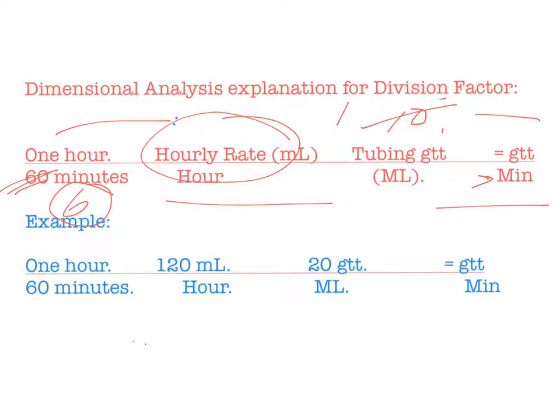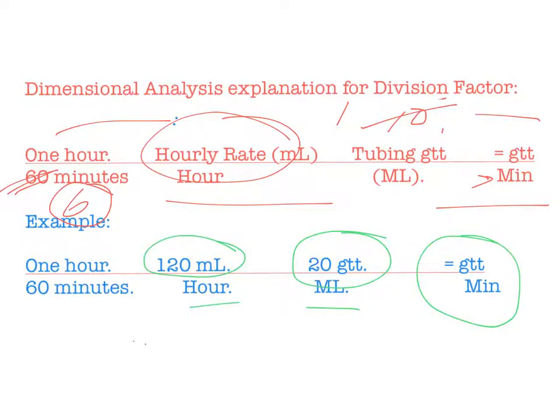So here in this problem, you have your drops per minute as your answer. Your drop factor is 20 drops over 1 ml. Your hourly rate is 120 mLs per hour. Hours cancels, mLs cancels. You're left with 120 times 20 over 60. 20 over 60 can be reduced to 1 over 3. So now you're left with 120 over 3, which equals 40. That's how it works. Do you have to do all this fancy math? No, just know that that formula, that division factor, is something you can trust.